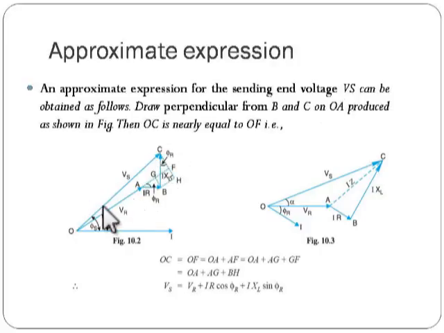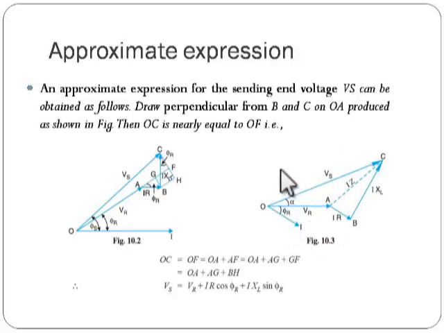The OC value is nearly OF, so I extend my OC line to the OF line and equate the entire O to C line to the O to F line. With these considerations, my phasor should be modified. Here my VR is my reference, and the current lags by phi r degrees. My resistance drop is IR, and the reactance drop is I into XL. When I add these three values, VR, IR, IXL, I get Vs. Here my current is lagging.